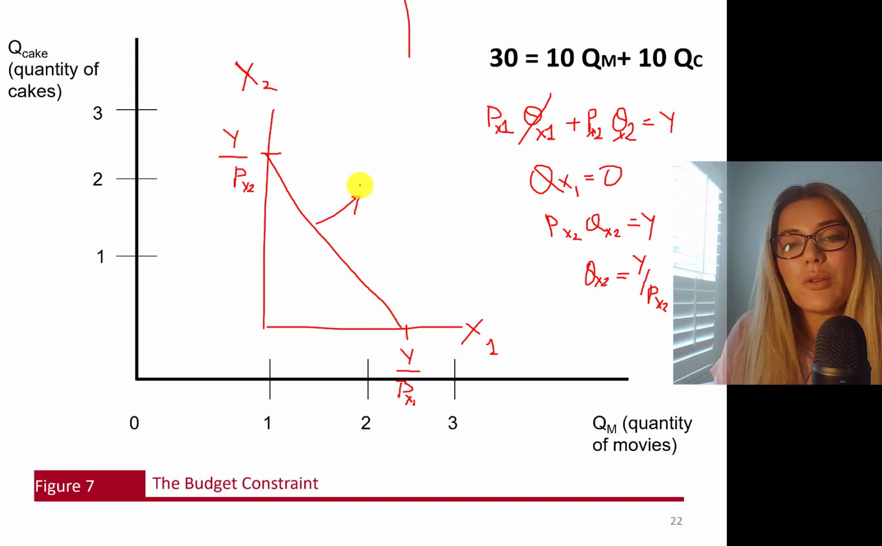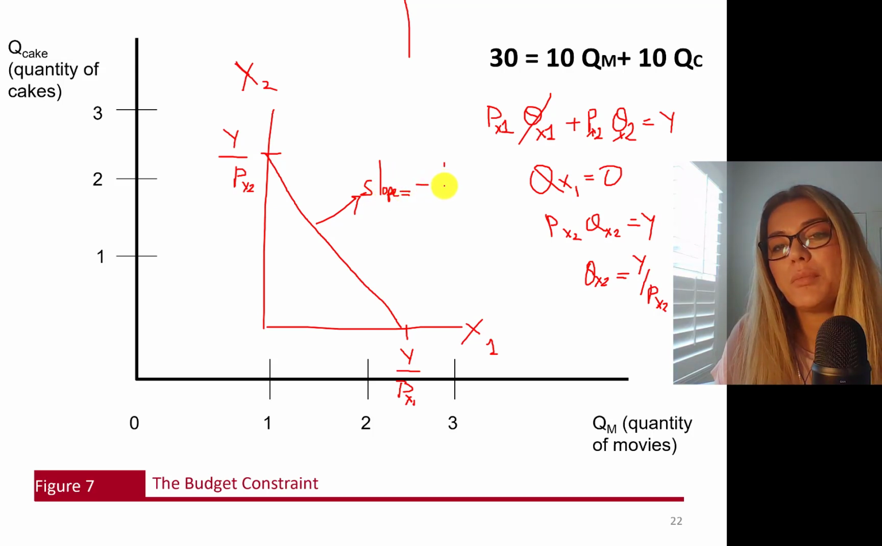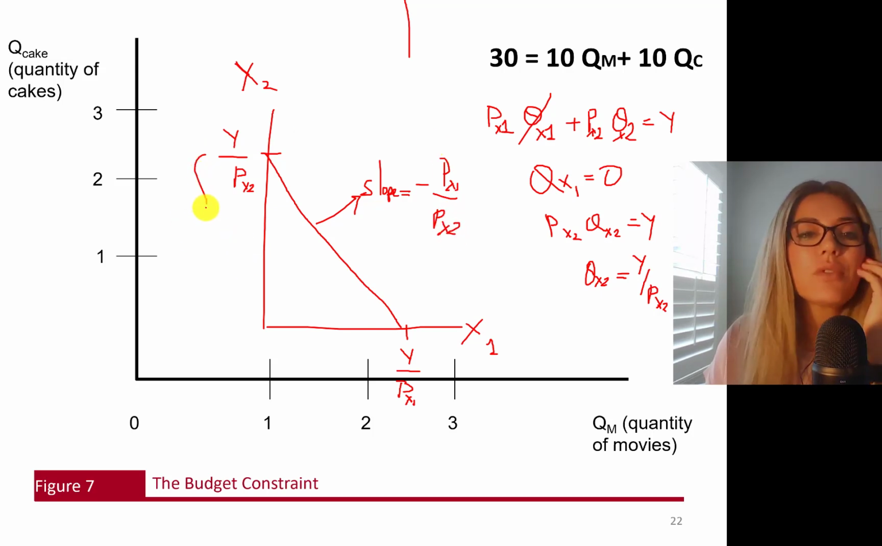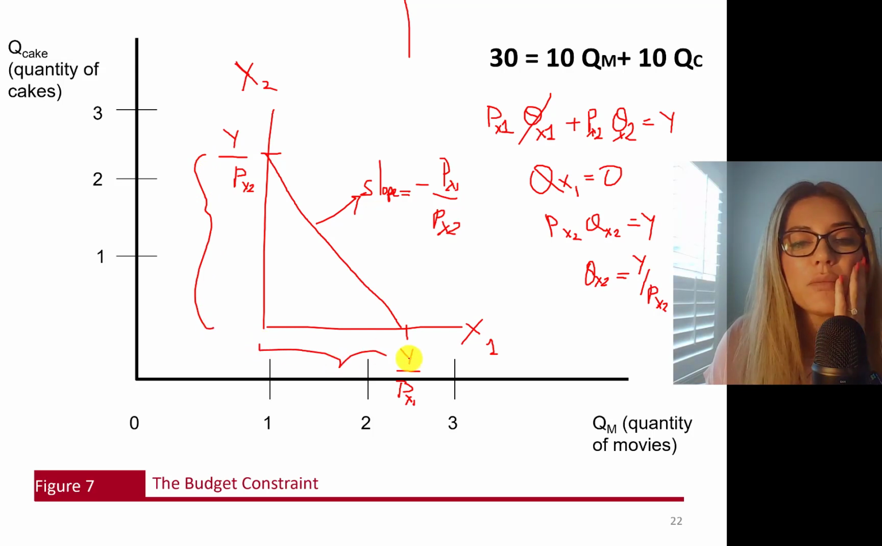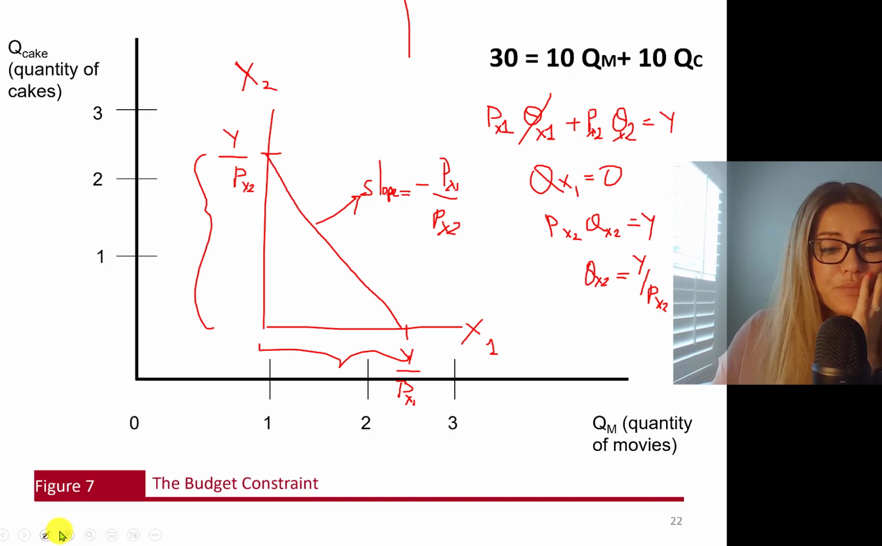Let's learn about the slope of this line. The slope of this one is going to be a negative number: p of x1 over p of x2. Keep that in mind. How did we find it? Rise over run. Put a negative sign because it's downward sloping. If you do this, you're going to find it.